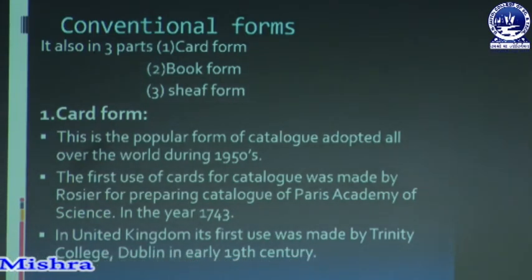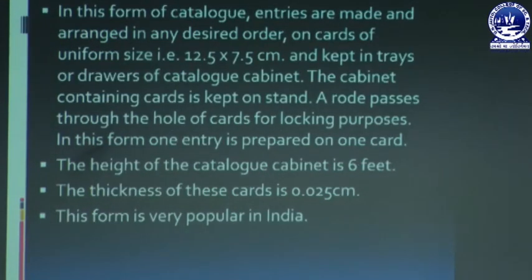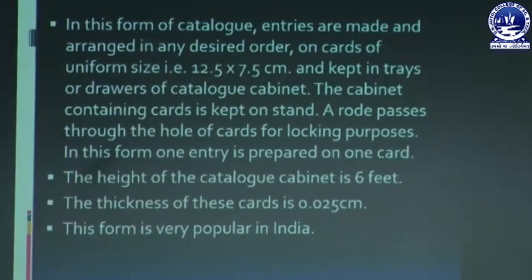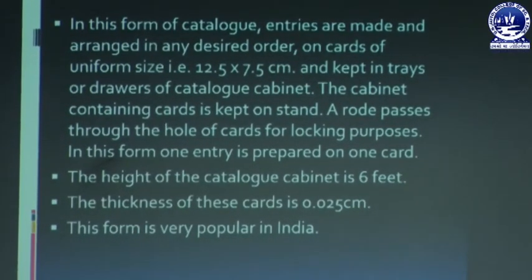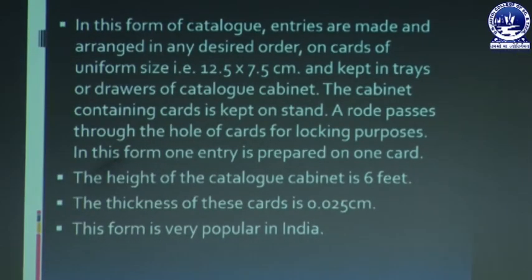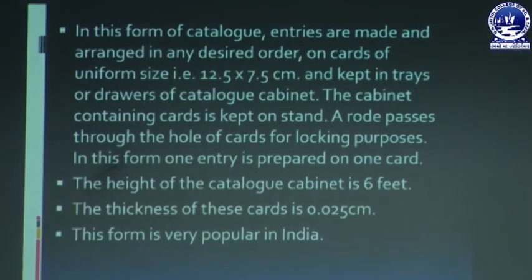Okay, it is also very essential and content information for the library in the 19th century, which was prepared for the first time in the Paris Academy of Science. It is very easy to maintain, and it should be created by every kind of library. This form of the catalog entry is arranged in a desired order in a card form.